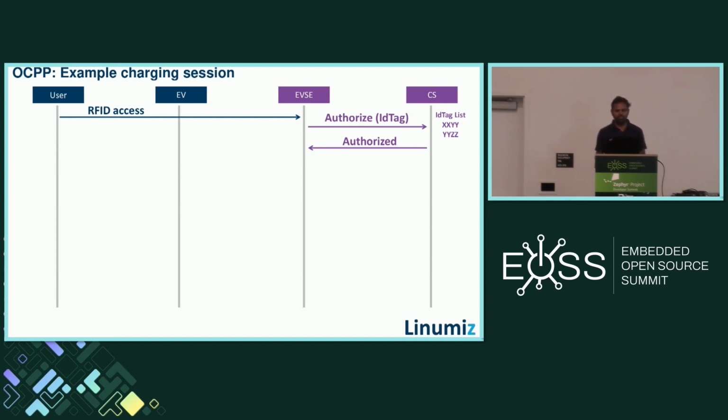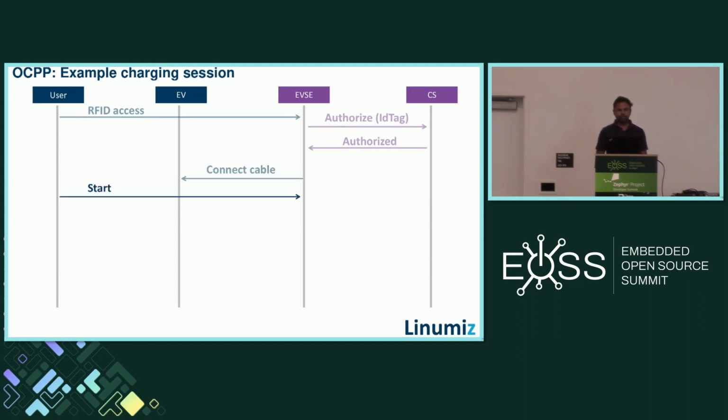So let's take the happy path here, where the ID tag has already been matched, and then we get the response: authorized. Once authorized, the connector is released from the EVSE, so the user is able to pull the connector from the EVSE and then connect to the EV.